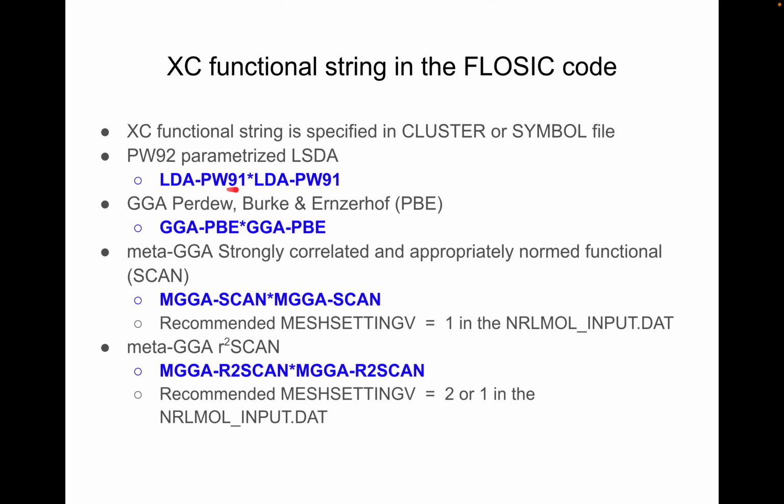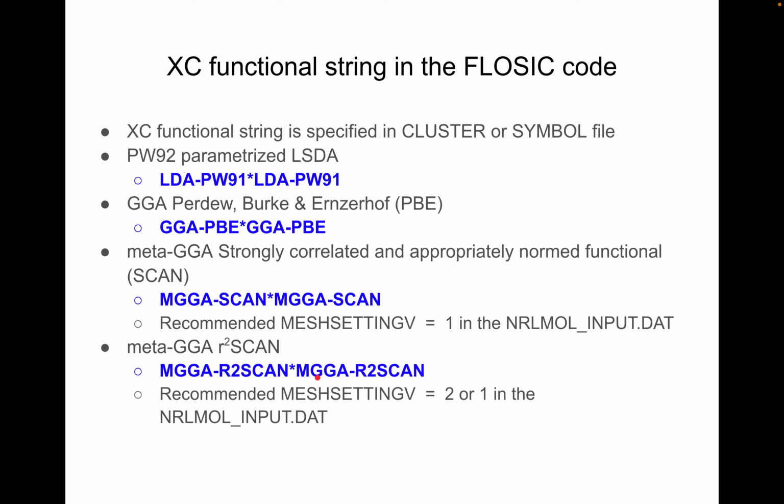Although here it says PW91, that is not a typo, and this is because it uses the GGA PW91 subroutine to perform the PW92 LDA functional. So the functional string looks like this for this case. In the case of the PBE functional, this is the functional string you need to put in your cluster file or the symbol file. Similarly, for the SCAN meta-GGA, this is your functional string, and for the R2SCAN functional, this is your string.